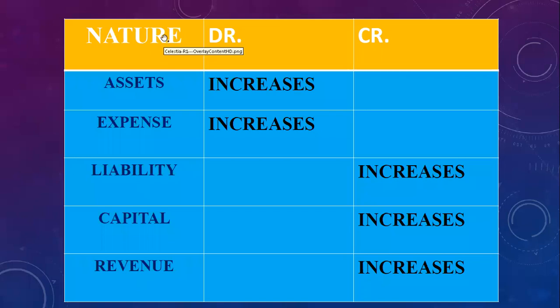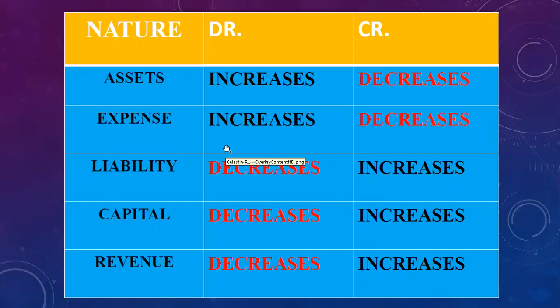Okay. So I applied the rule over here. Assets and expense, when they are increasing, it is debited. Clear? It means increases, they are debited. LCR, liability, capital, and revenue, when they are increasing, they are credited. Clear? Should I repeat? Assets and expense, when they are increasing, it is debited. LCR, when they are increasing, it is credited. I proceed further.